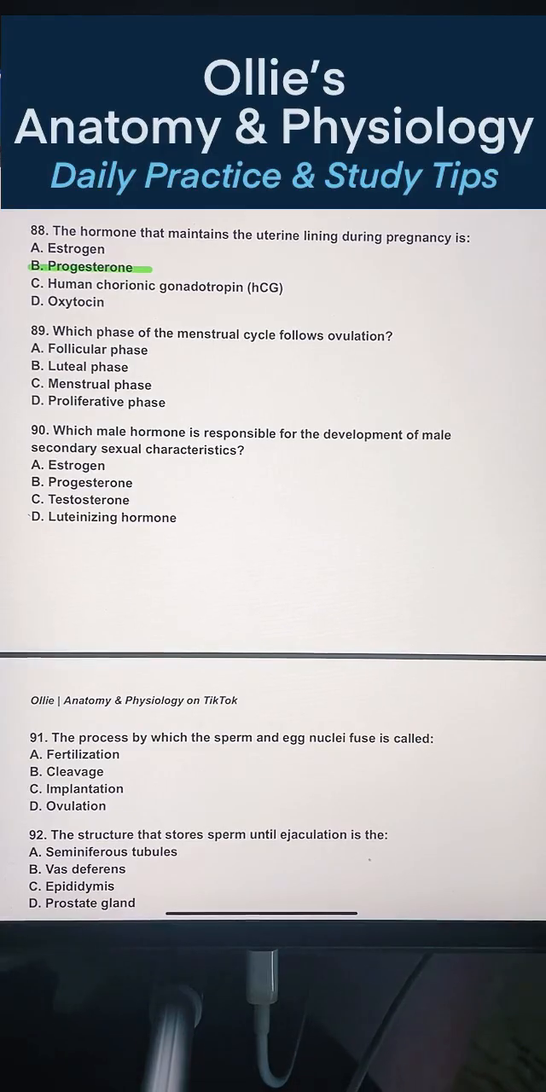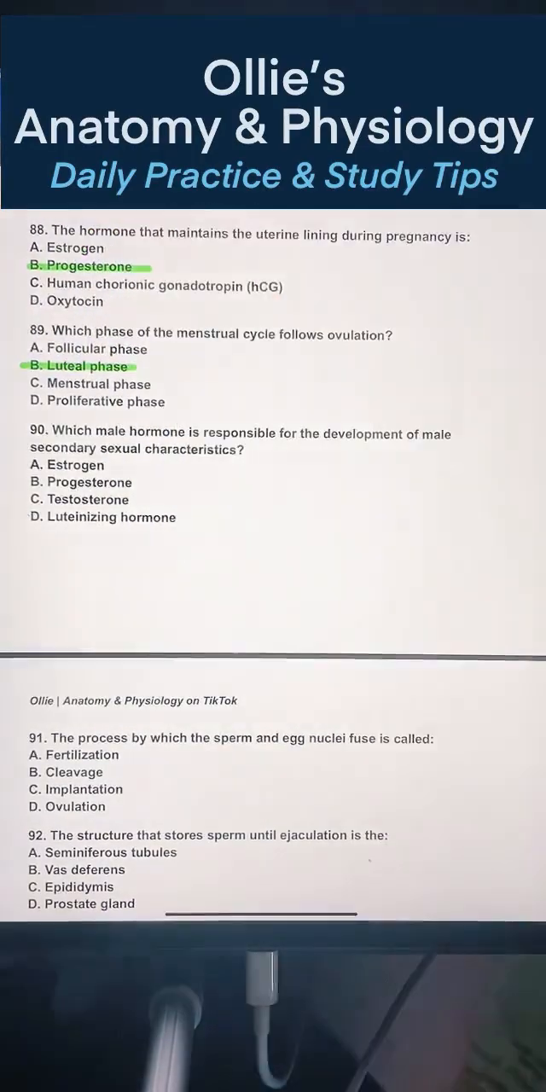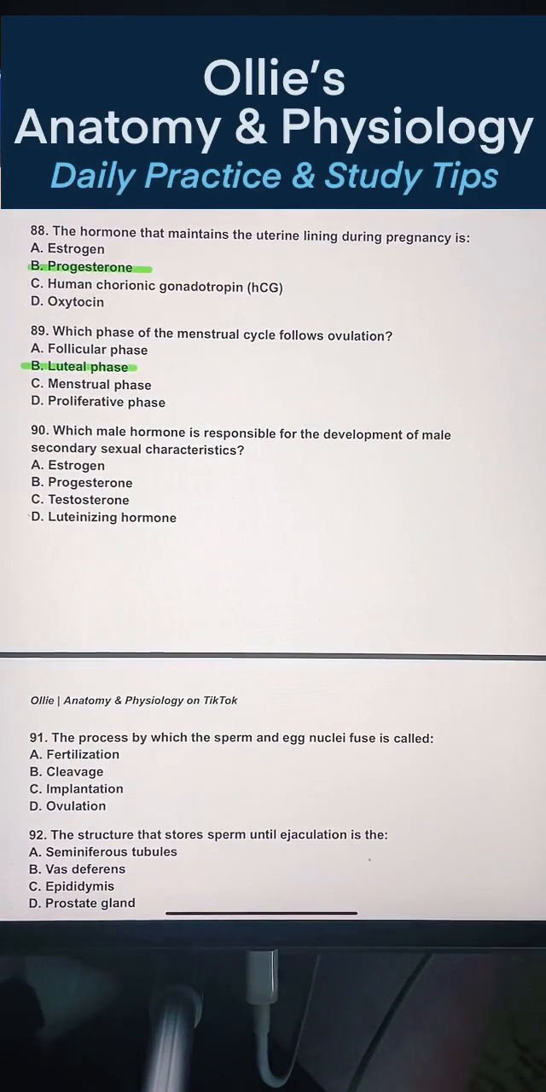Number 89, which phase of the menstrual cycle follows ovulation? The answer is B. It is the luteal phase. The luteal phase is after ovulation. This is when the corpus luteum produces progesterone. It's in the early stages there to continue maintaining it.